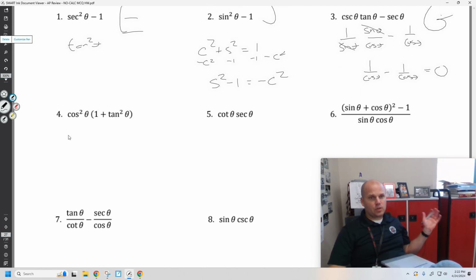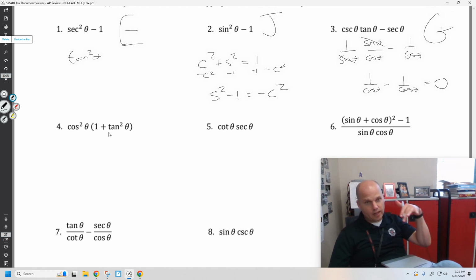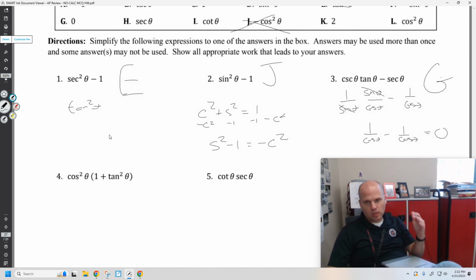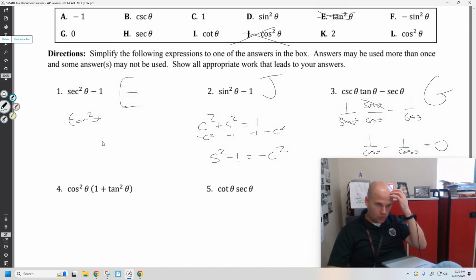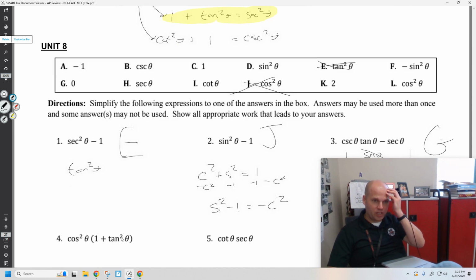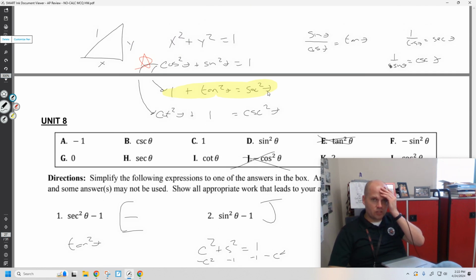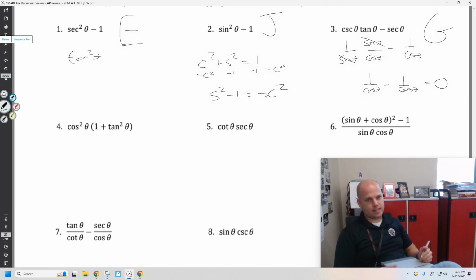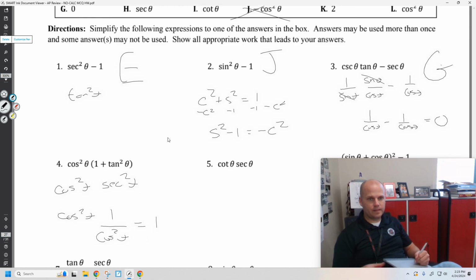Okay. Cosine squared times 1 plus tangent squared. Y'all are like, oh, we should distribute. You could, but I'm going to see this 1 plus tangent squared and really just use it as secant squared. So I'm going to say this is secant squared. And then I realize secant squared is the same as 1 over cosine squared. And then I realize that cosine squared divided by cosine squared is 1. So the answer is 1. That's C.